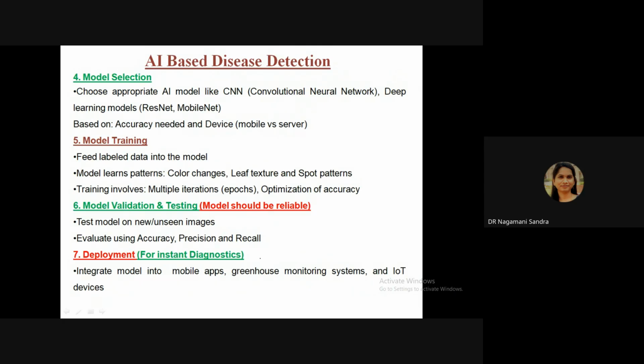And then we have to see whether there is color change, and leaf texture and spot patterns. We have to train with multiple iterations, for optimization of accuracy, how much accuracy there is for that image, like for disease versus healthy, and based on color variation also we have to see. Then finally we have to do model validation and testing, whether the CNN and these deep learning models are accurately processing our images or not. We have to test whether that model is exactly suitable for our purpose.